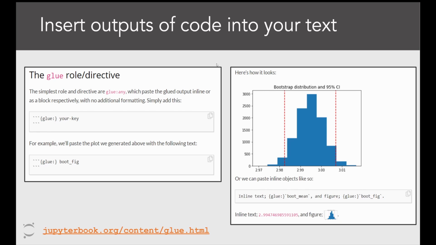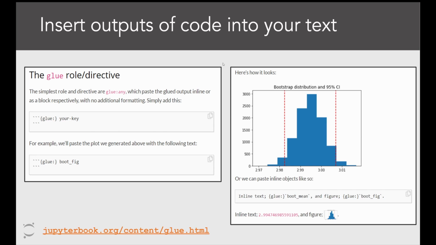So because Jupyter Book is built on top of computational content and with sort of interactive Jupyter-style material in mind, you can also do a lot of interesting things around outputs and reusing pieces of your computational code. So one new-ish feature that we're still prototyping, and it's kind of in a beta mode right now, is called the glue role and directive.